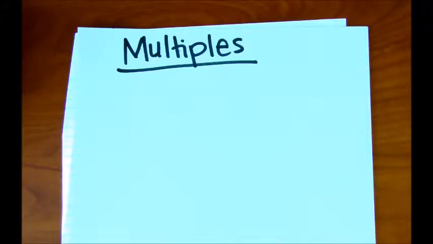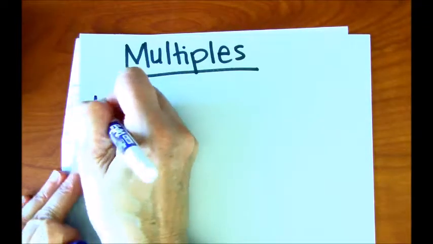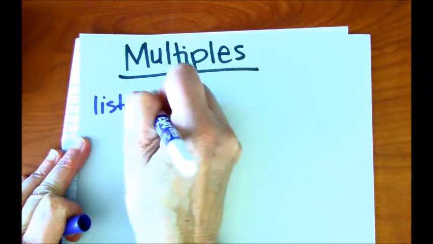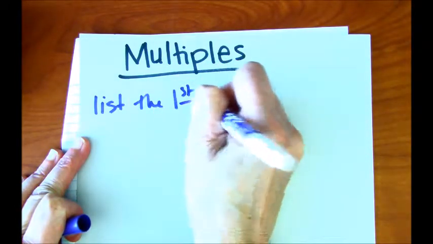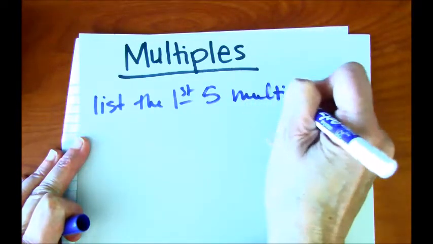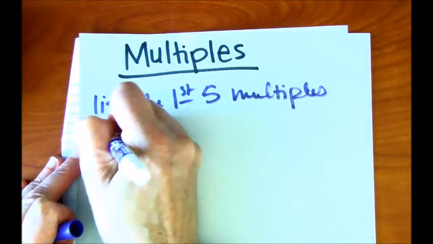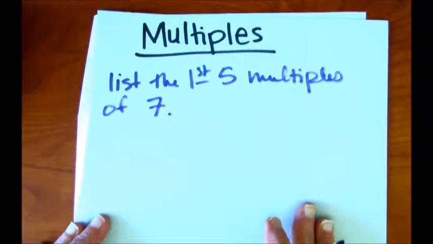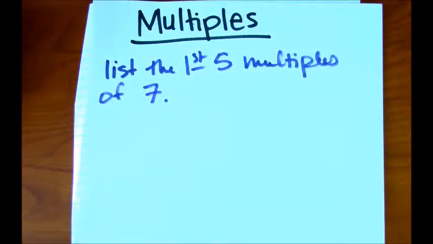So in multiplication and also in fractions, we often talk about multiples of numbers. And so I'm going to show you how to list multiples of a number. And we're going to just list the first 5 multiples of the number 7. So list the first 5 multiples of 7.